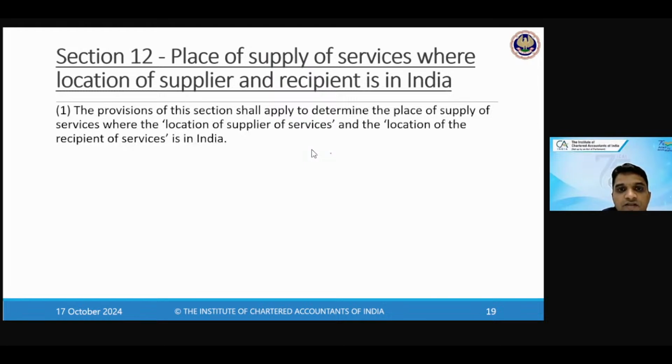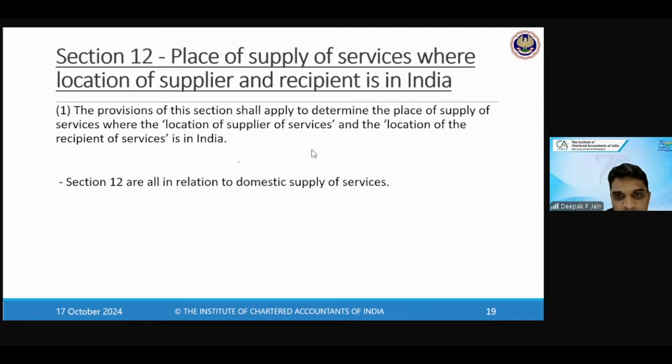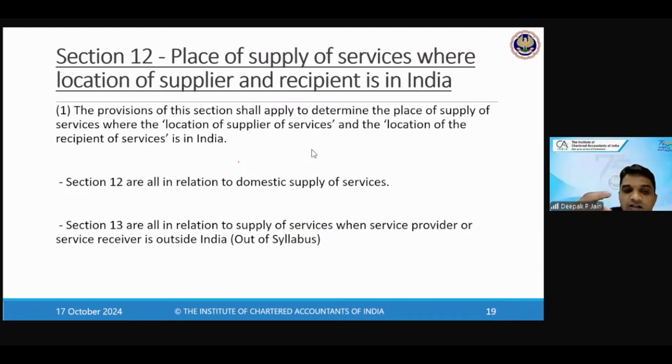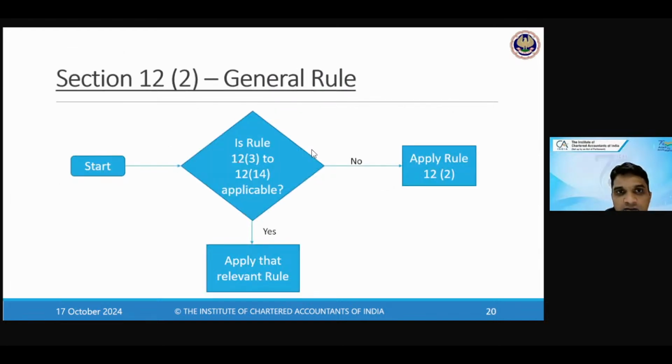The provisions of this section shall apply to determine the place of supply where location of supplier of services and location of recipient is in India. That is point number 1. Section 12 is in relation to domestic supply of services. Section 13 is in relation to supply of services where the service provider or recipient is outside India, which is outside of your syllabus.